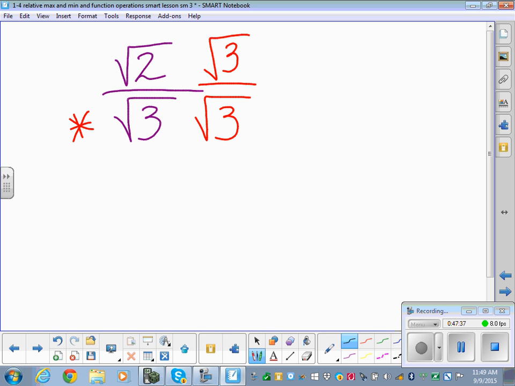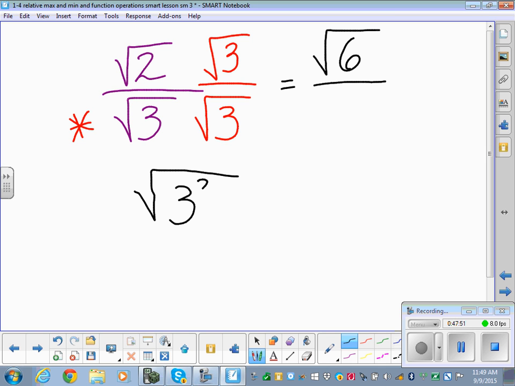So then with that, you'll focus on the top. Those are both under the square root, so we can multiply them together. And so we're going to have the square root of 2 times 3, which is 6 on top. And on bottom, we have the square root of 3 times the square root of 3, which is really, guys, think about it, 3 times 3 is 3 squared. And we know that our root cancels out with our power and leaves us with just a 3.